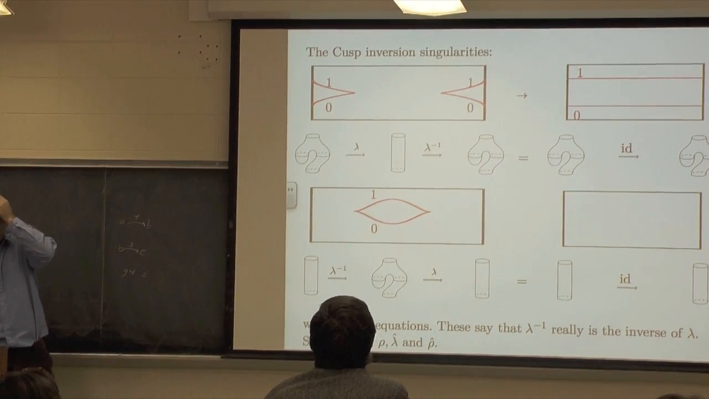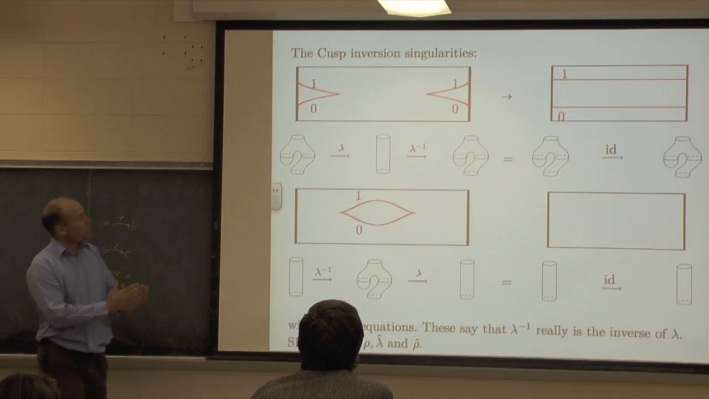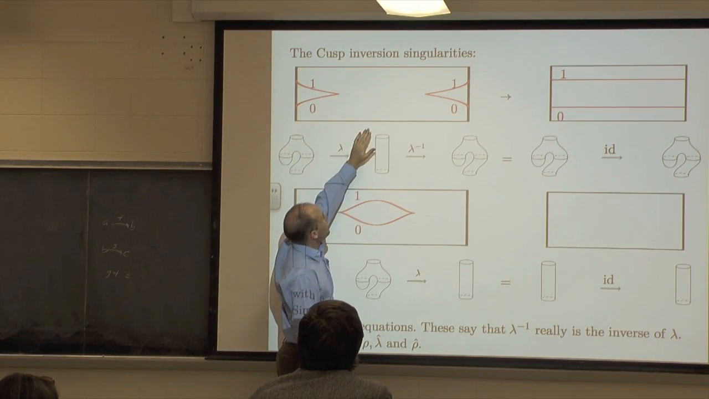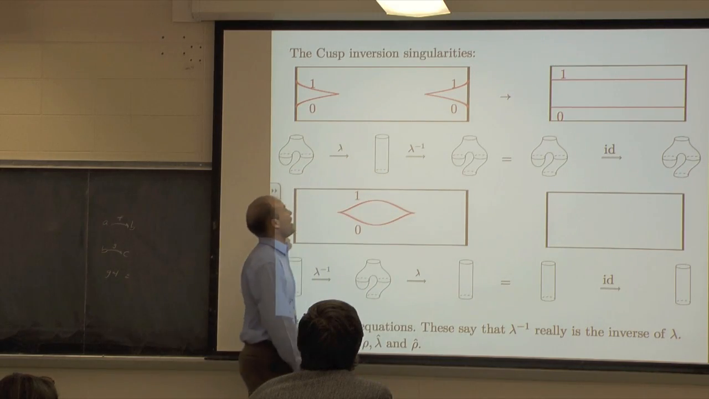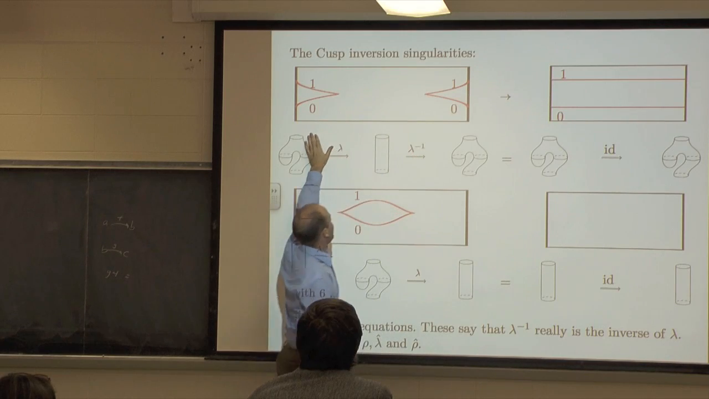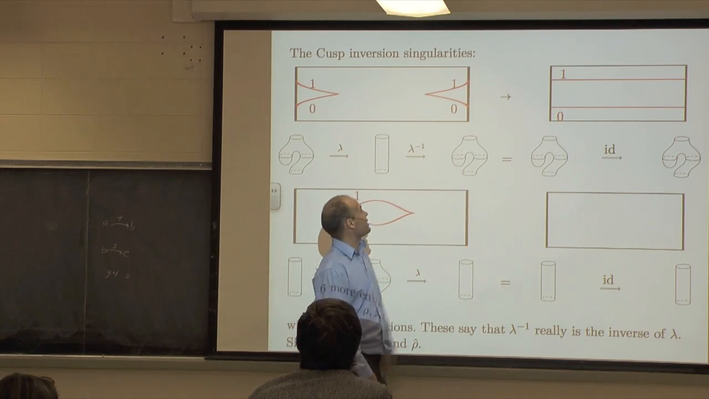Then we get the cusp inversion singularities. And this is a movie move, which goes from this movie, from this, it's a movie of singularities. In the beginning, the singularity graphic looks like this, so that outlines a certain composite of cobordisms, and at the end it looks like that.